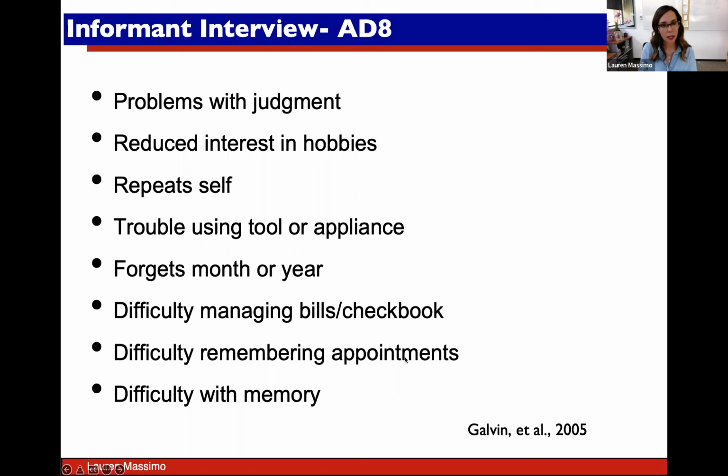So I like to use the 88 to guide my history taking. So asking about problems with judgment, has there been a reduced interest in hobbies? So really getting at if there's any apathy present. Does the patient repeat themselves during the course of a conversation? Do they ask the same questions over and over again? Is there any visuospatial praxis, difficulty with praxis, using a tool or appliance? This is asking about, do they often forget the month or the year? Is there difficulty with managing bills or checkbooks? Difficulty remembering appointments? Or again, difficulty with their memory? Can they recall what they had for breakfast, even with the provision of cues?